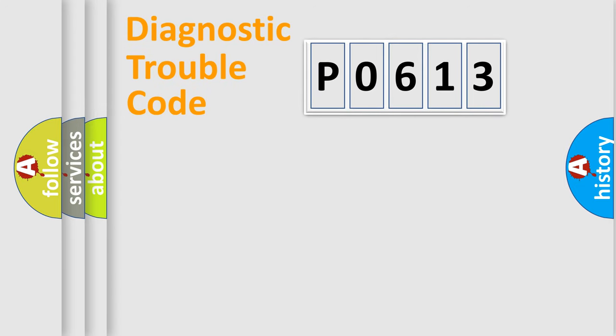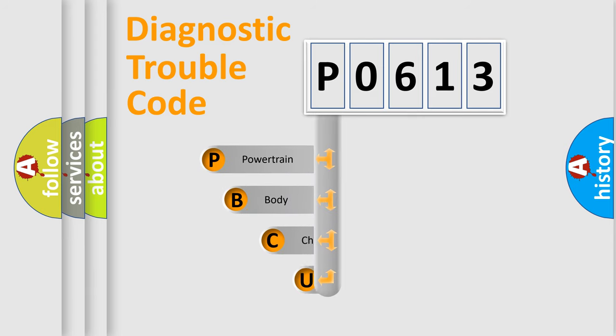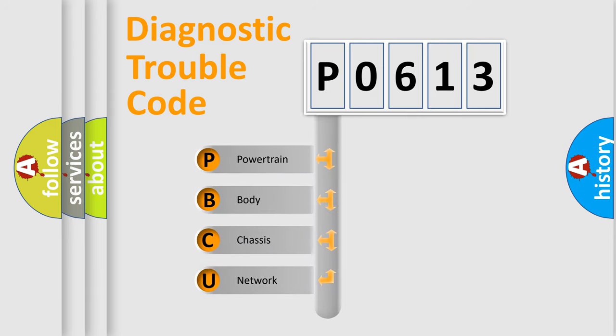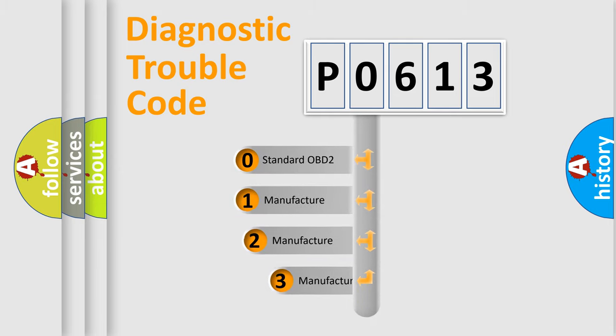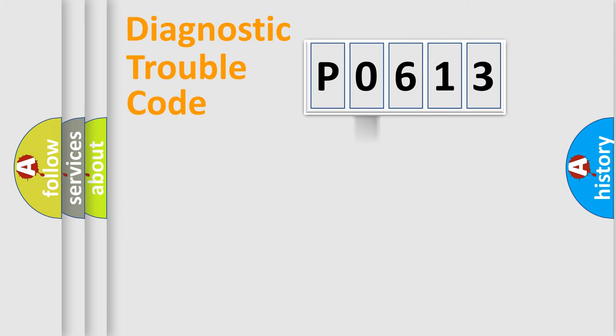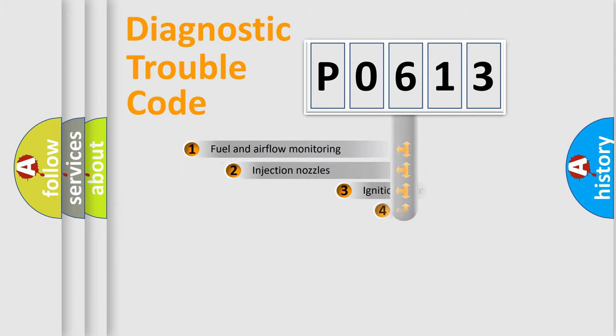Let's do this. First, let's look at the history of diagnostic fault code composition according to the OBD2 protocol, which is unified for all automakers since 2000. We divide the electric system of an automobile into the four basic units: powertrain, body, chassis, network. This distribution is defined in the first character of the code. If the second character is zero, it is a standardized error. In the case of numbers 1, 2, 3, it is a manufacturer-specific error.